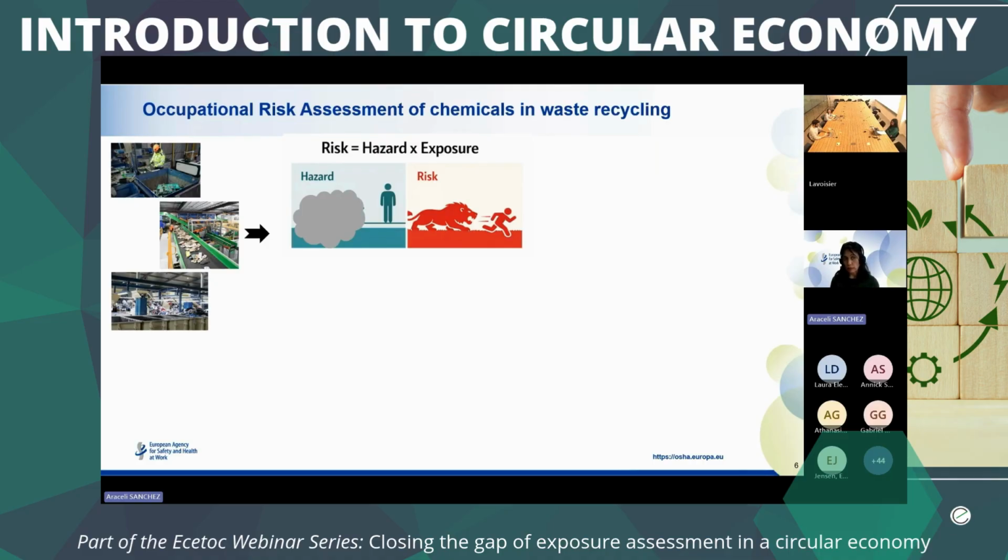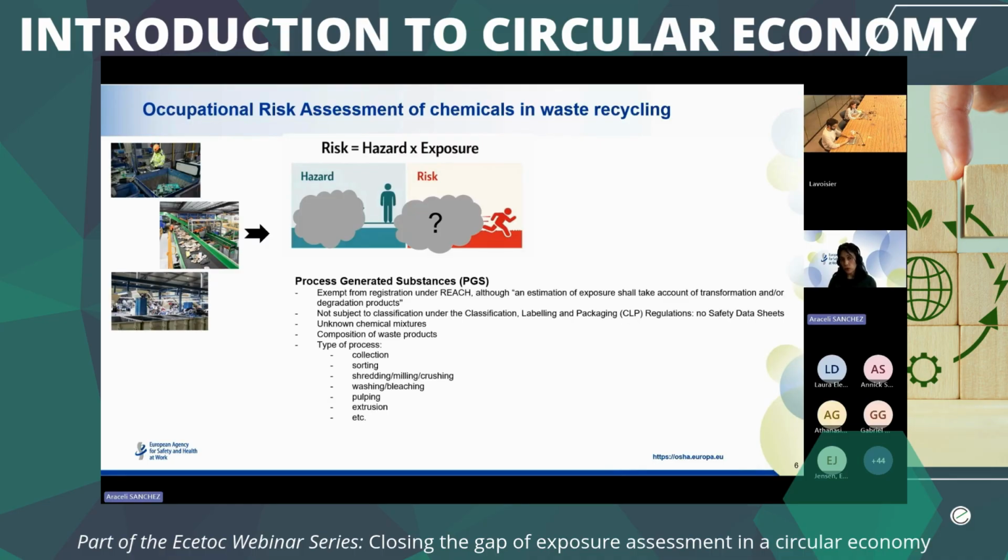Most of the emissions that come from the different products are unknown. And therefore, it's not possible, or it's more complex, to have an estimation of the risk a priori. Most of the substances that are released are what we call process-generated substances. So they don't have to comply with REACH, because REACH is only for substances that are manufactured and not the product of a process. Although the REACH legislation does say that an estimation of the exposure shall take into account the transformation and the degradation of the product.